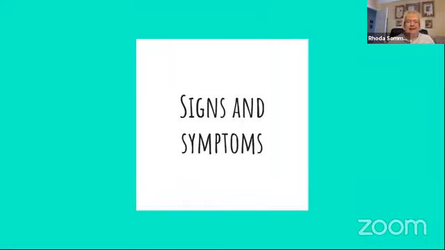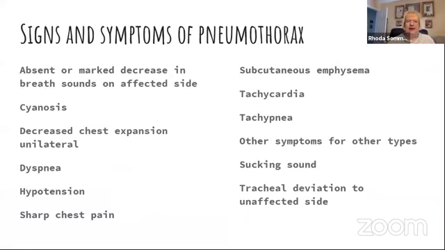So, signs and symptoms of pneumothorax. We have absent or marked decrease in breath sounds on the affected side. They can be cyanotic. They have decreased chest expansion unilaterally. So on one side, the chest isn't expanding like it should. We have dyspnea. We have hypotension. They can complain of sharp chest pain.